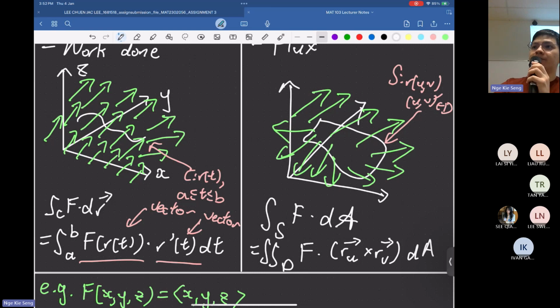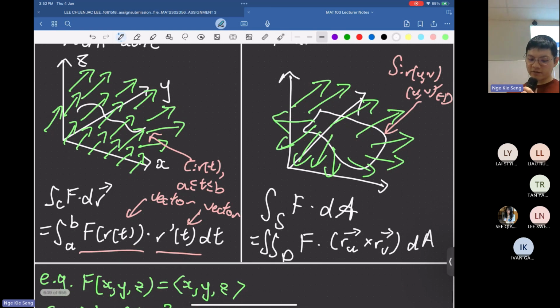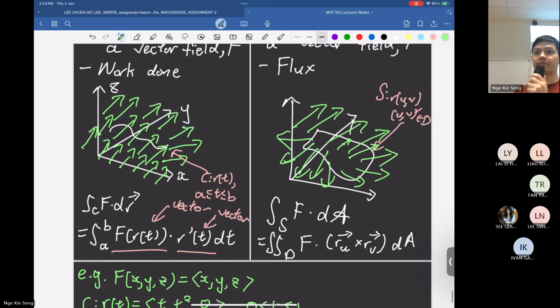Yeah, you have a question? Not necessarily. No, not necessary. It depends on your vector field. It can be small somewhere and big somewhere else. It depends on your capital F.